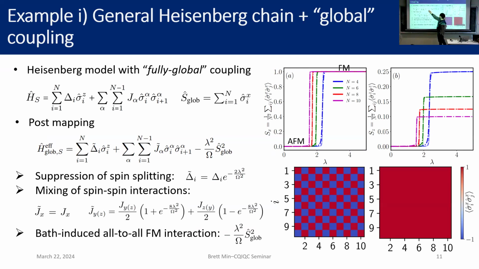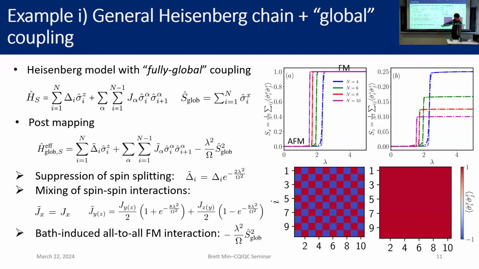It's the Heisenberg model, and the coupling to the global bath is given by the sum of all the sigma x operators. After this effective Hamiltonian machinery, three things happen. One is that this will suppress the spin splittings for the individual spins by an exponential amount. Also there's going to be a mixing of the interaction in different directions. Although for X it does not change anything, for Y and Z interaction it's going to mix them in this way. And finally, the most important part is this thing here, which is the bath-induced ferromagnetic interaction given by this form here.